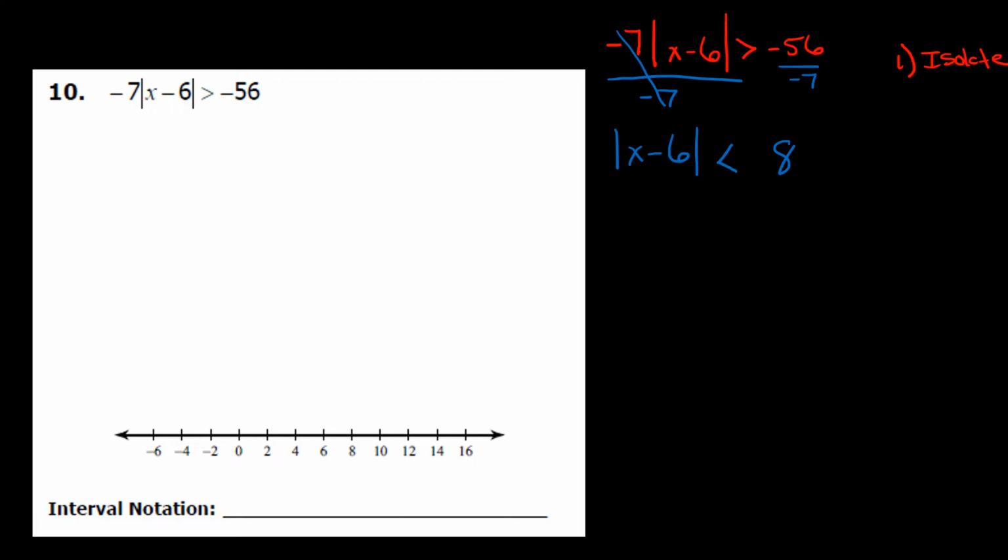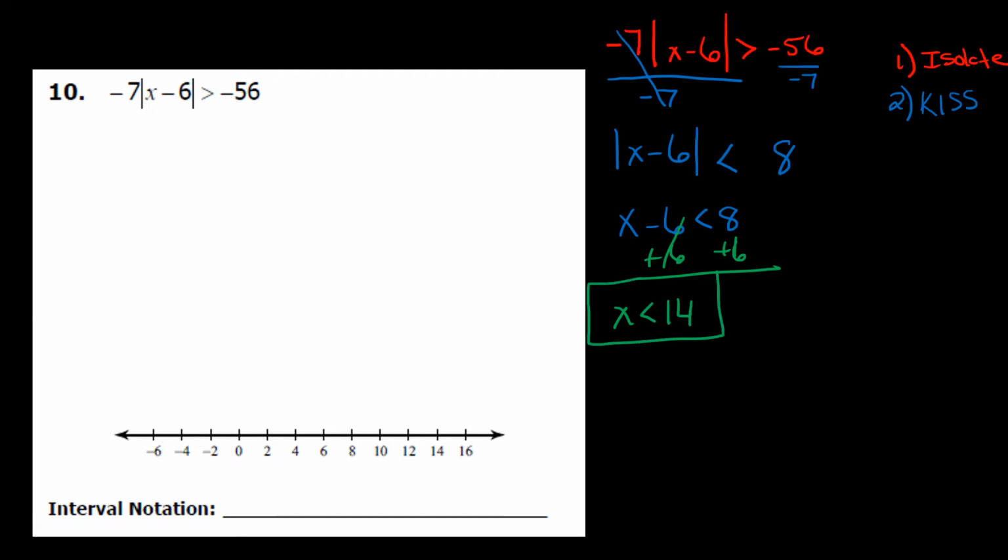So now that we've isolated here, we're going to use the KISS method. First, we'll just go ahead and solve this. We'll drop everything, solve it, we get our inequality, and then we'll apply the KISS method in just a bit. So for this first solve, we're going to have x minus 6 is less than 8. I want x by itself, so I'm going to add 6 to both sides. And I get x is less than 14. Let's go ahead and box this.